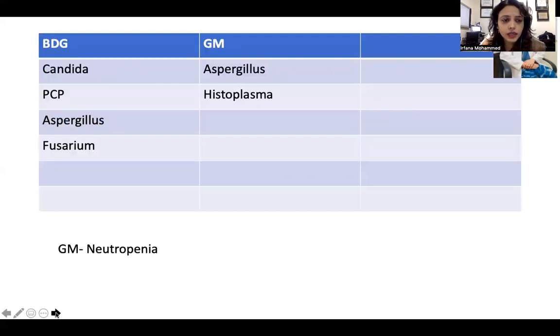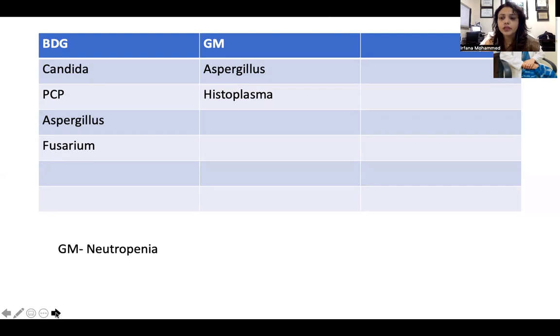So these fungi, Candida, Pneumocystis jirovecii pneumonia, Aspergillus, Fusarium are a few examples of positive beta-glucan. And for galactomannan, I have already told you: Aspergillus and Histoplasma. If you take PCP, Pneumocystis jirovecii pneumonia, it has a very good correlation with beta-glucan. Sometimes you can even rule out PCP if the BDG is negative.